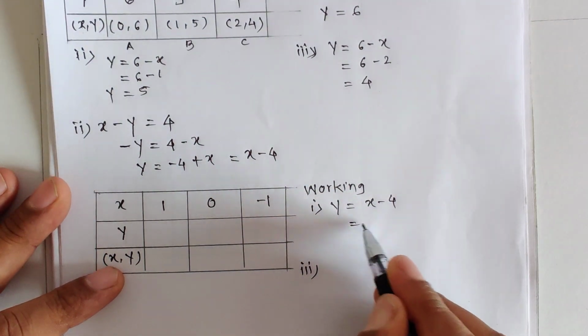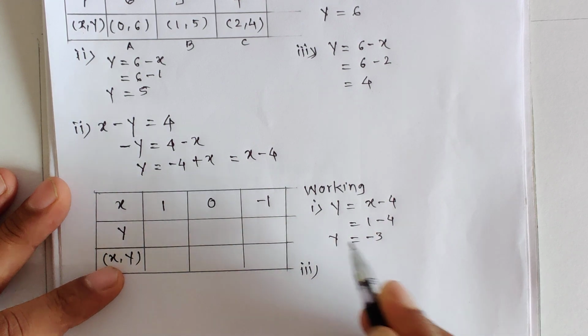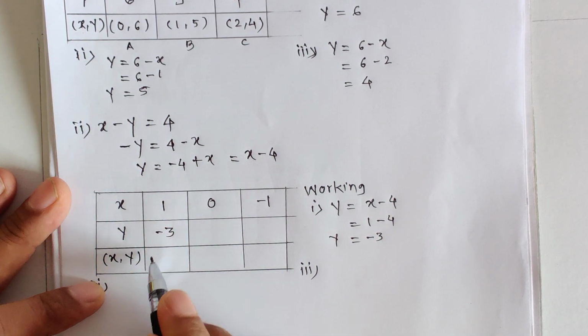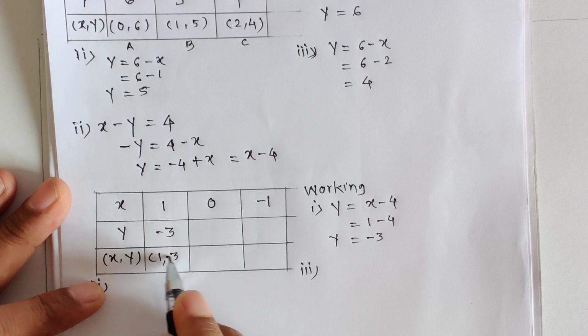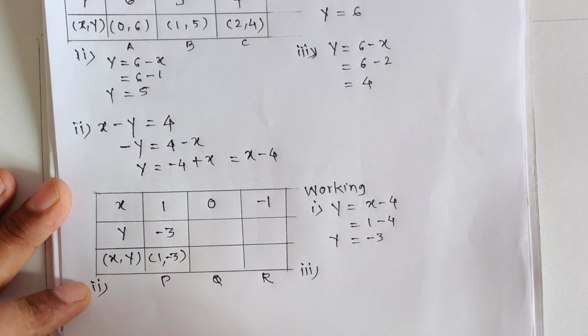So first value is 1 minus 4. So we get minus 3. So y is equal to minus 3. So we get the coordinates of first point 1, minus 3. Let the points be P, Q, R. These are the 3 points.